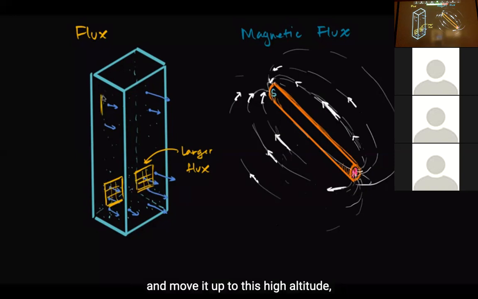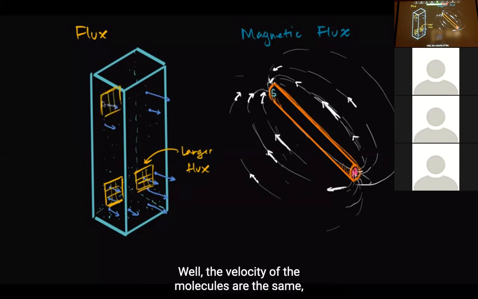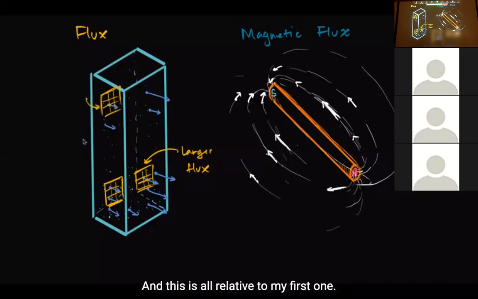Now, what if I were to take that same net and move it up to this high altitude, right over here? Well, the velocity of the molecules is the same, and they're going in the same direction, but there are just fewer of them. So you're going to have fewer molecules traveling through the surface in a given amount of time. So this is going to have smaller flux, and this is all relative to my first one. Smaller flux.